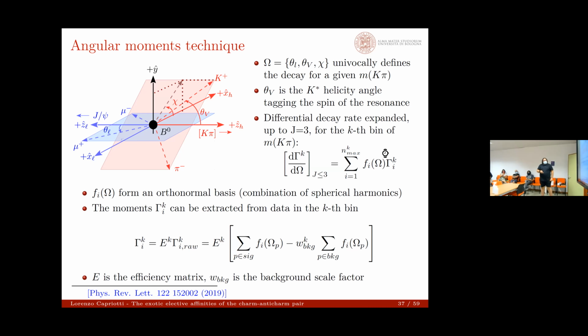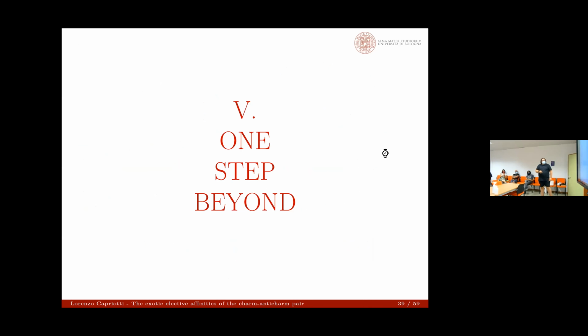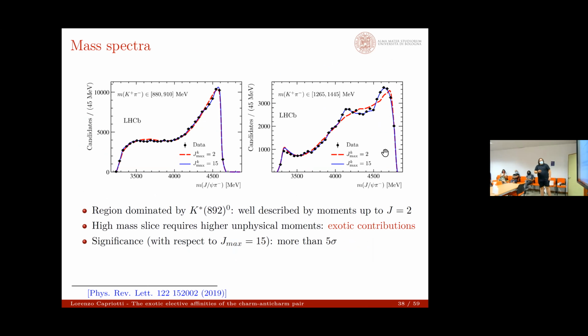Okay, this gives, on the plot on the left here, this is exactly at the K-star(892) peak. So you see that everything is well described by moments up to j equal 2, which is expected because this region of mass is dominated by the K-star. But if you go to the higher mass slice, this doesn't work anymore.